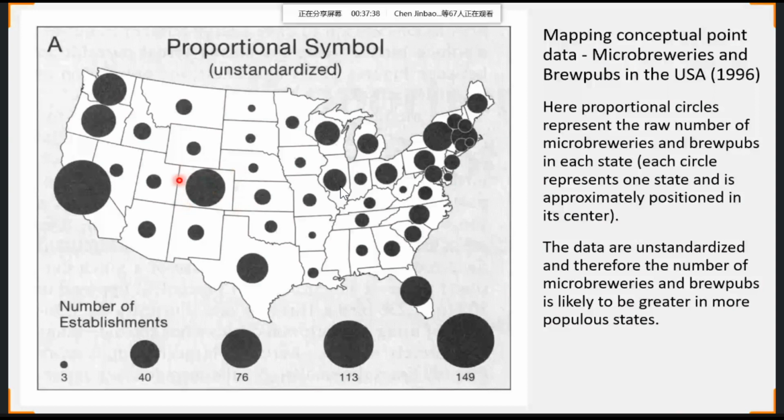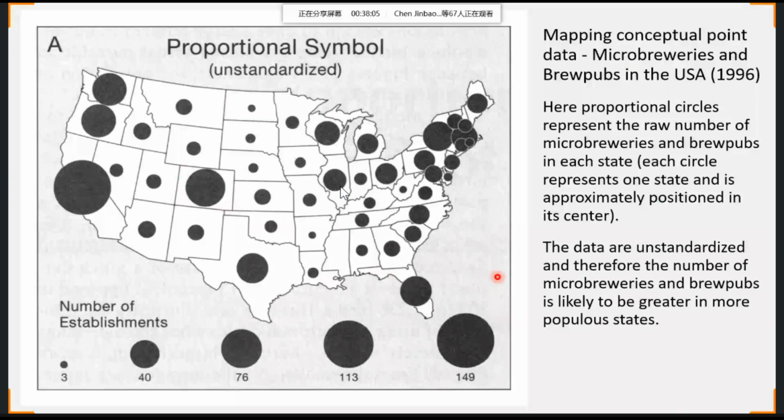Therefore, we speak about conceptual point data. The data refers to an area, but of course you need a point location to place them. So naturally, the reference point is in the center of a state, but the data is about a whole state. Therefore, it's conceptual point data.